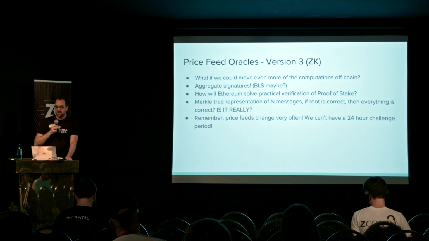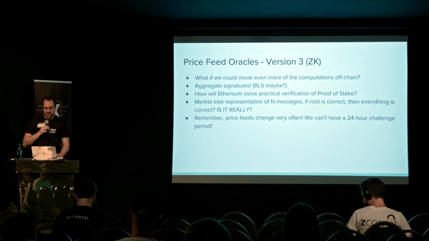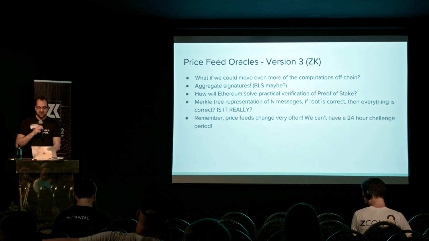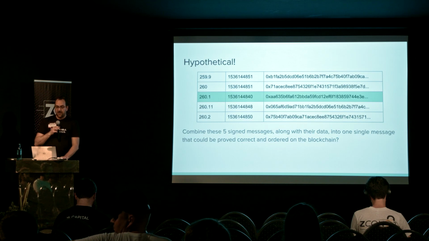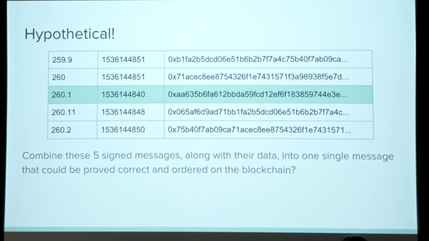Can we do a Merkle tree representation of n number of messages? Can we just check the root for that? Is that even really possible? These are all just questions that I've been asking myself. Here's a hypothetical. How about we have 5 oracles? They each sign a message.